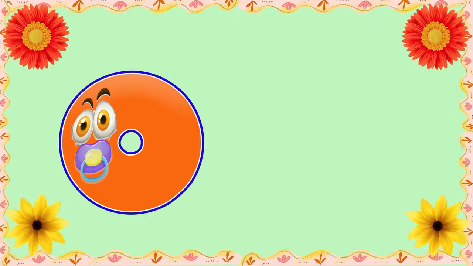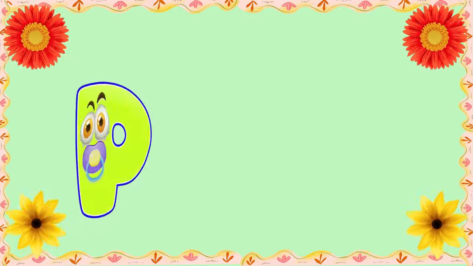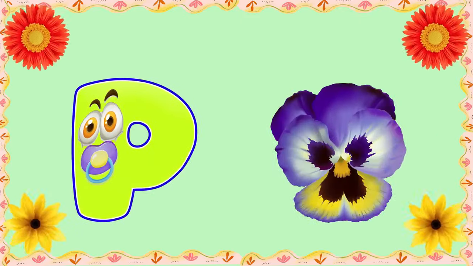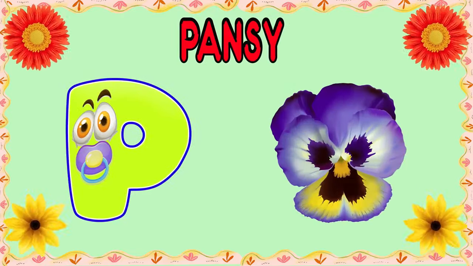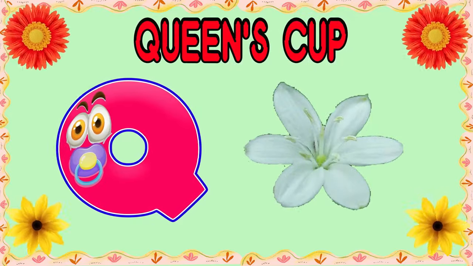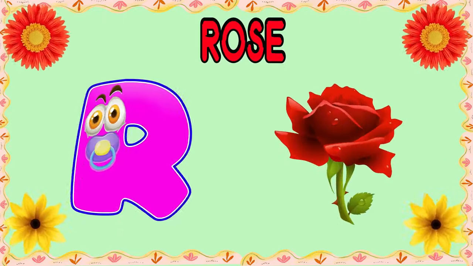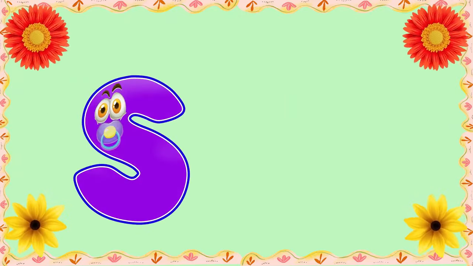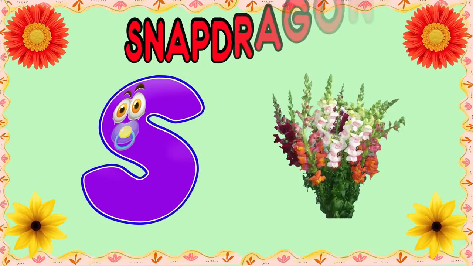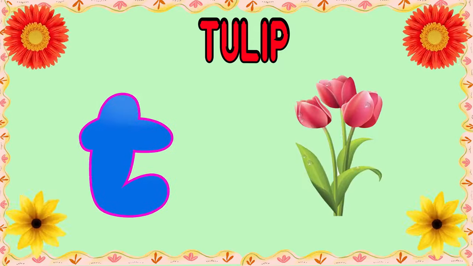O. O is for orchid. P. P is for pansy. Q. Q is for queen cup. R. R is for rose. S. S is for snapdragon. T is for tulip.